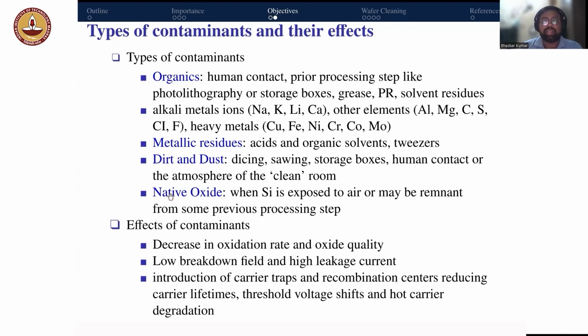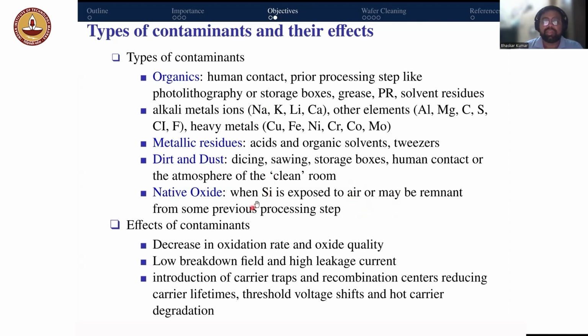There's also the native oxide that is formed, which is not very pure, when we expose the silicon wafer to the ambient air, and this ambient air may contain, for instance, metal particles, metal debris from some equipment, and this can contaminate the surface of the silicon wafer.